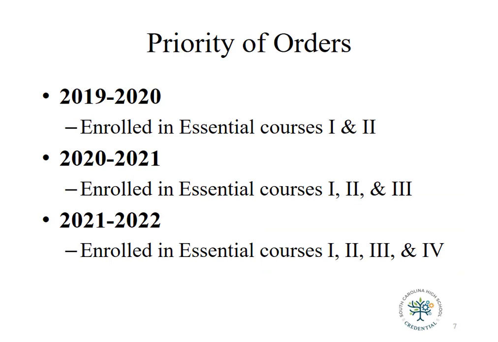The Office of Special Education Services will fulfill orders using the following criteria. This year, we will fulfill all 9th and 10th grade equivalent course orders, therefore, all students enrolled in Essential Courses 1 and 2. So, even though the ordering form allows for all courses to be ordered, please only complete based on Essential Course 1 and 2 enrollment. In the 2020-2021 school year, we will fulfill orders for Essential Courses 1, 2, and 3. And finally, all courses will be fulfilled from 2021 and beyond.